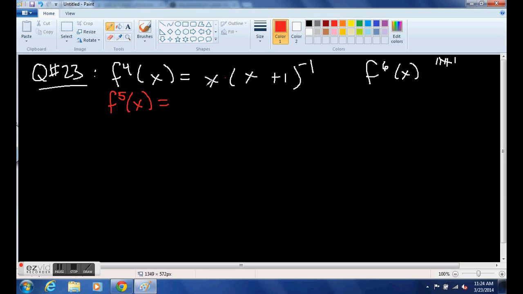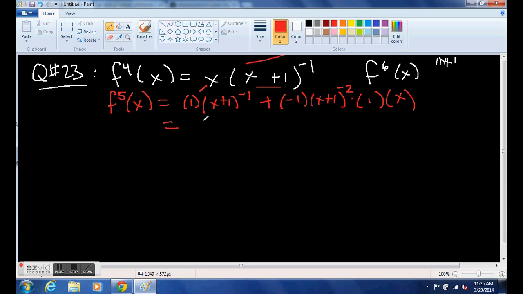So we take the derivative of this one, which is 1, times this piece, which stays the same, plus the derivative of this one, negative 1 times (x plus 1) to the negative 2. The derivative of what's inside is 1. So that was all the derivative of this piece, and now times x. I'm going to simplify this for a second. That's (x plus 1) to the negative 1 minus x times (x plus 1) to the negative 2.